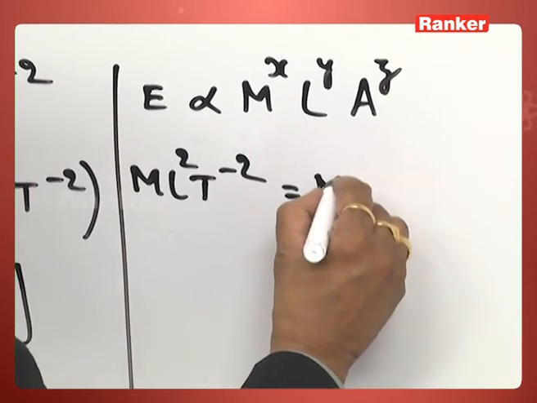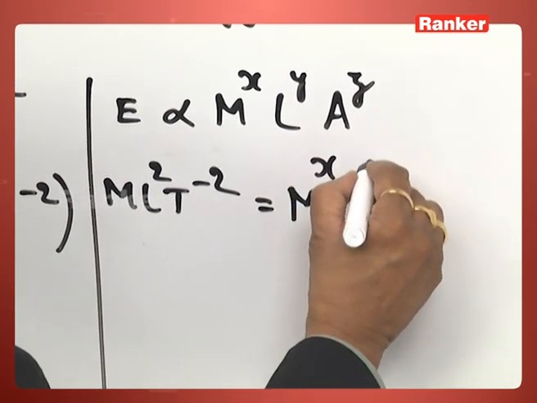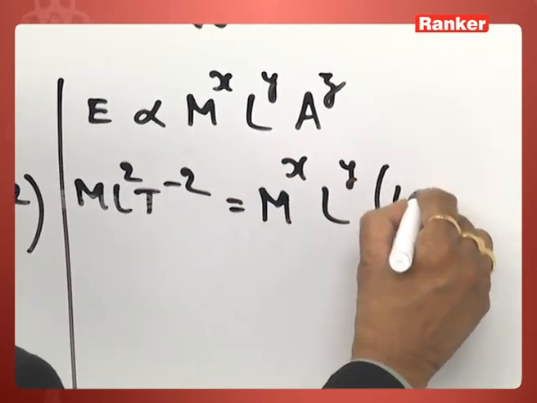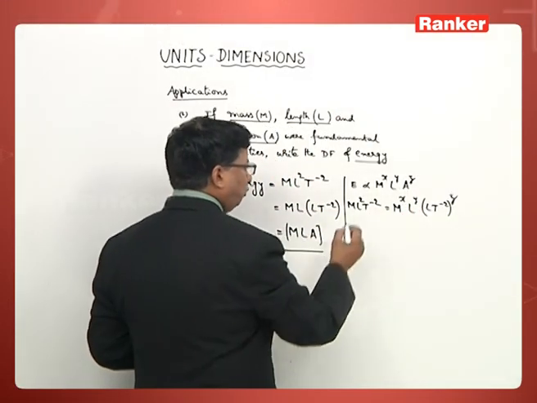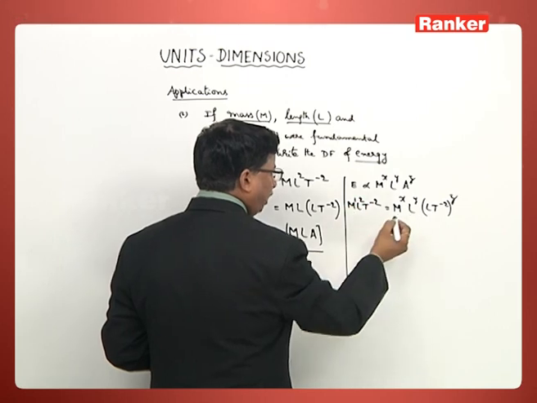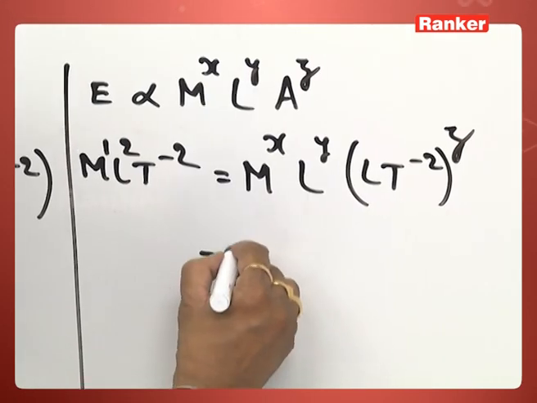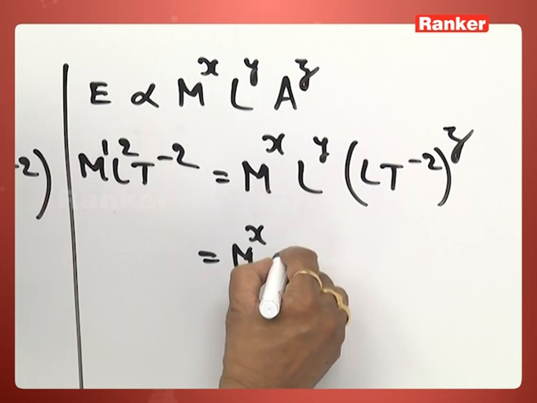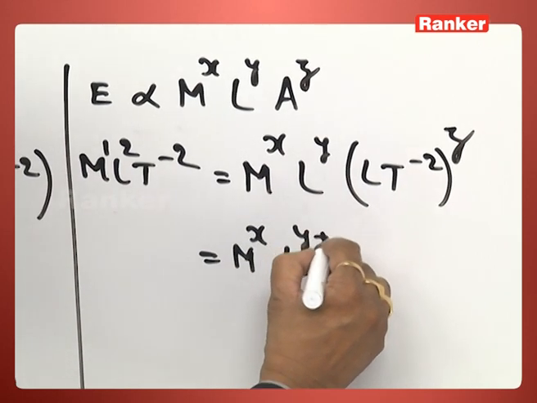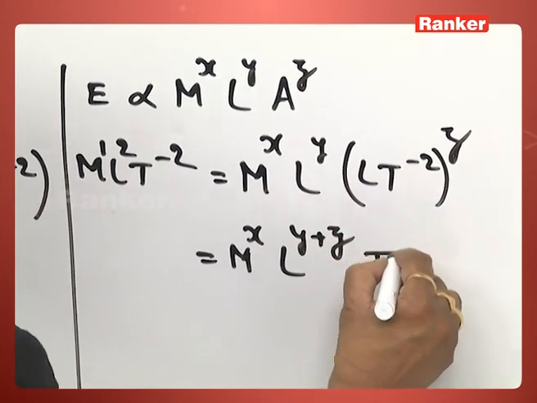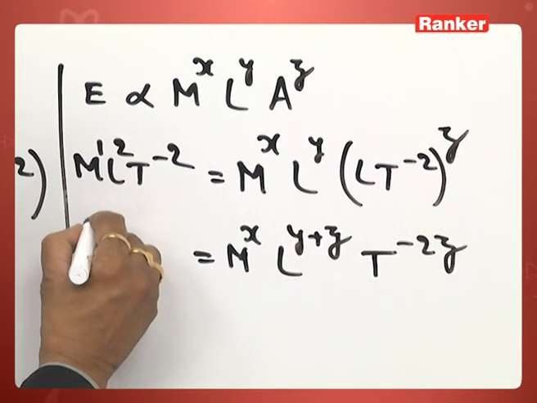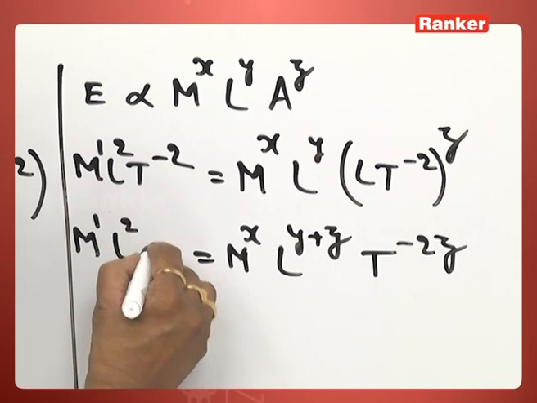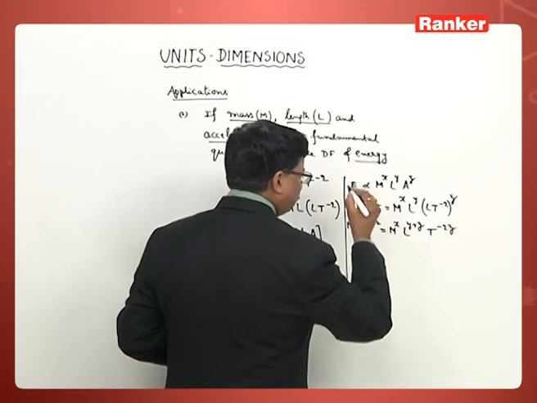Of course you can write M to the power x, L to the power y, T to the power minus 2 to the power z here. So it is M power 1, you can understand. Now you can write the same this way: M to the power x, L to the power y plus z, T to the power minus 2z, that is equal to M power 1, L power 2, T power minus 2.